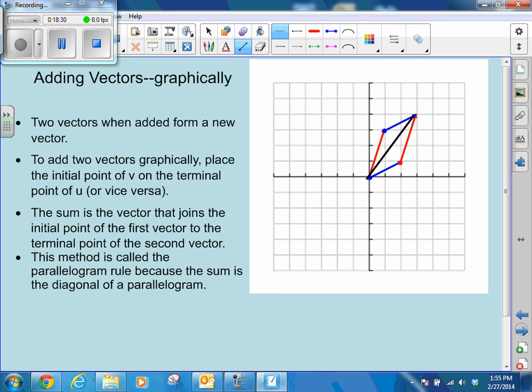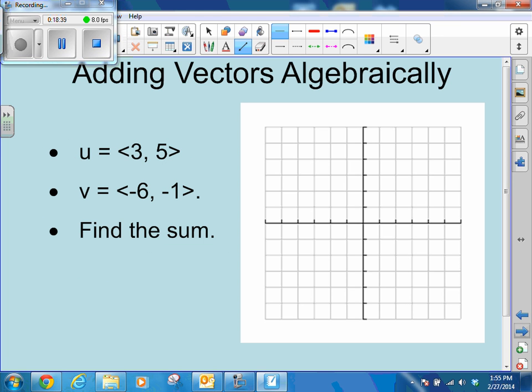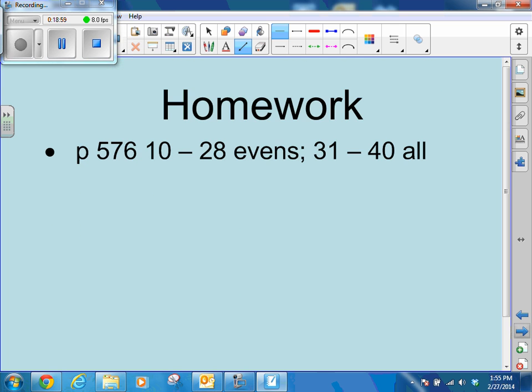All right. Algebraically, we already talked about this. It's as easy as adding the x's and the y's, and you get your new vector. So you have something like this. Vector u is 3, 5. Vector v is -6, -1. So what is u plus v? -3, 4. Does that make sense? Yes. Do I need to graph that out to see the new vector? All right. There's your homework.